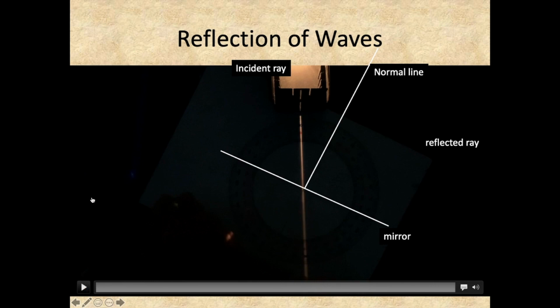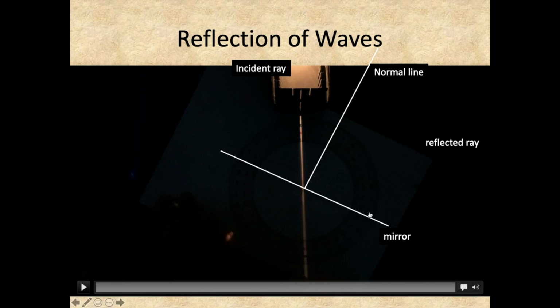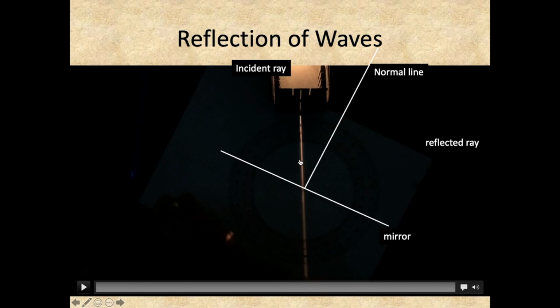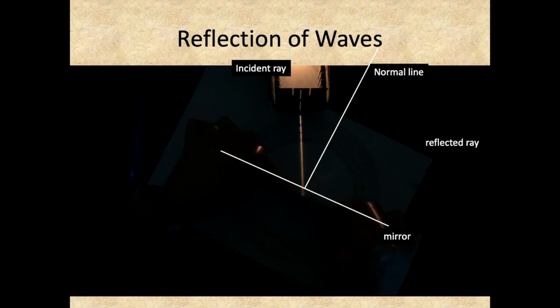Now, I had to shoot this in the dark, obviously, to see the ray clearly, but I have made labels for you to see how the mirror is aligned. The perpendicular line drawn to the mirror is called the normal line, and this is the ray that I will be sending to the mirror. Please observe the relationship between the incident ray and the reflected ray.